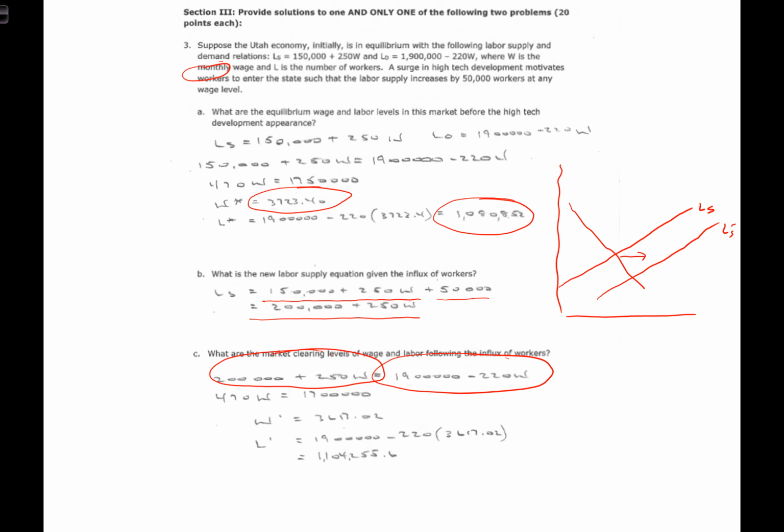If we have a labor demand curve coming through here that looks anything like this, well, we would expect wages would have decreased and workers would have increased. So we end up at 3,617 in the wage, and that's a monthly again, and 1,104,255.6 workers. If you were anything close to these, then you were okay with me on this. Maybe if you were off just a little bit, it was a rounding error.